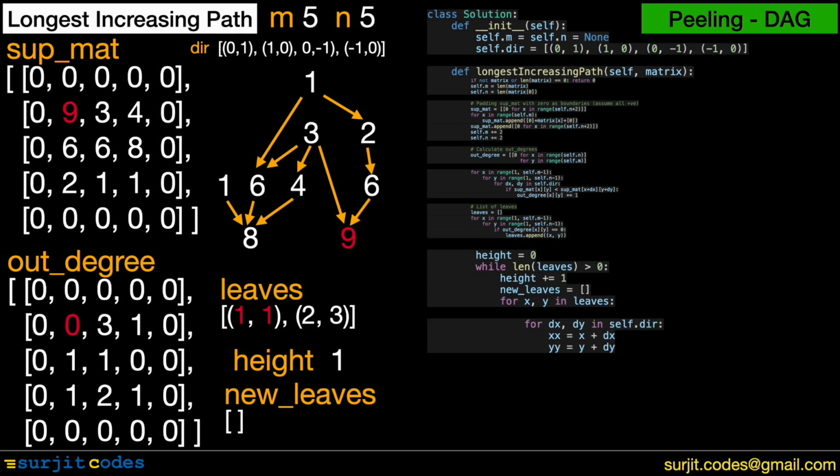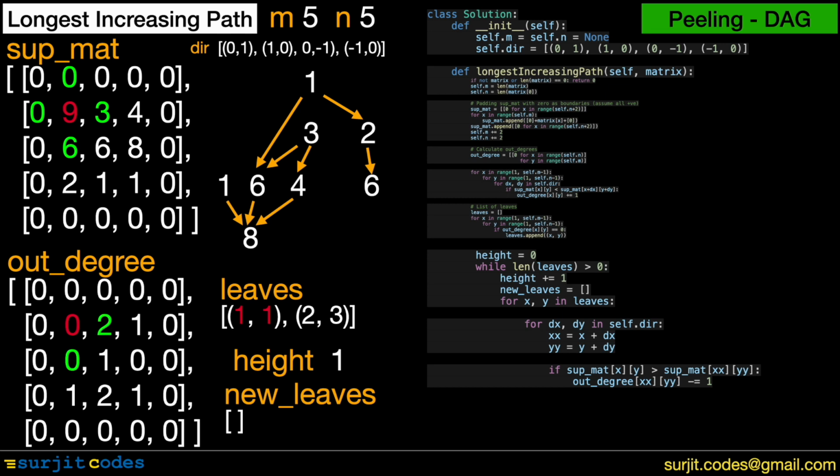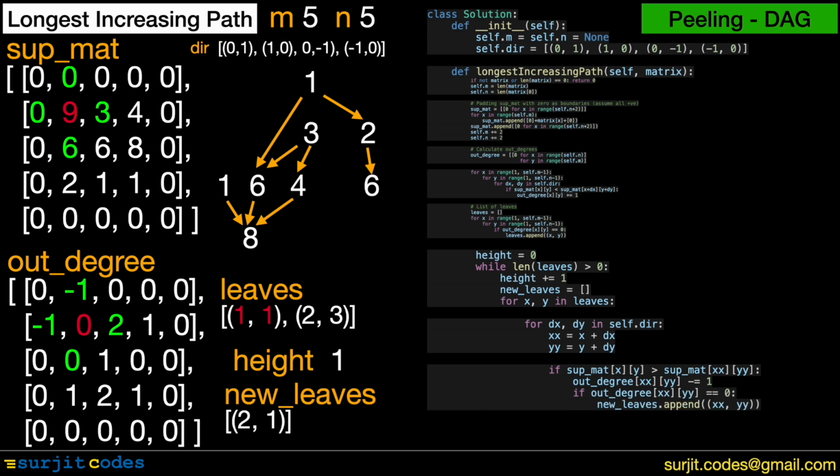In the first iteration, we process cell 11 where 9 is present. We inspect its 4 neighbors. Peeling off of 9 means decreasing the degrees of its neighbors by 1 if they are less than it. So degrees of 3 and 6 are decreased by 1. Out degrees of some boundary cells may also change. Out degree of 6 has become 0, so we save its position in new leaves.